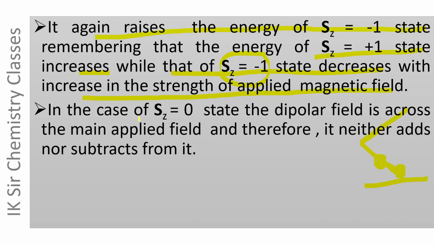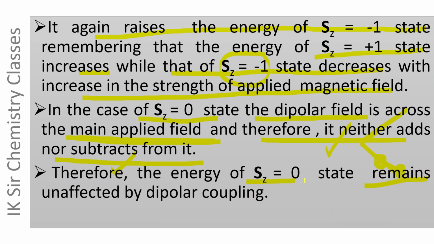In Sz equals to 0 state, the dipolar field is across the main applied magnetic field, and therefore it neither adds nor subtracts from it. The Sz equals to 0 state has dipolar field across the main applied magnetic field, and therefore it neither adds nor subtracts from it, and hence the energy of Sz equals to 0 state remains unaffected or constant by dipolar coupling.